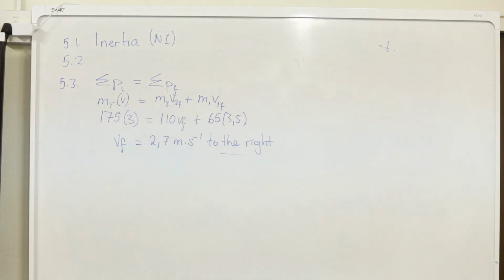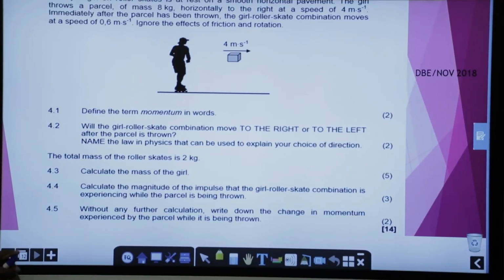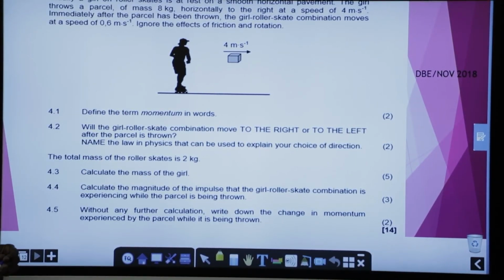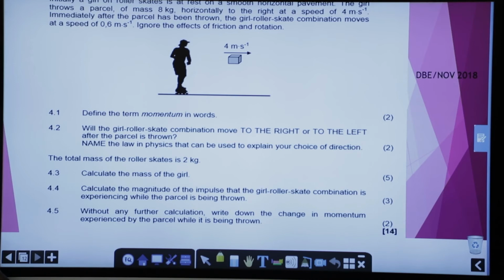The last question that I want you to look at is a question of a girl who's on roller skates. She is at rest on a smooth horizontal surface. The girl throws a parcel of mass 8 kgs horizontally to the right at a speed of 4 meters per second. Immediately after the parcel has been thrown, the girl roller skate combination moves at a speed of 0.6 meters per second. Ignore the effects of friction, right?